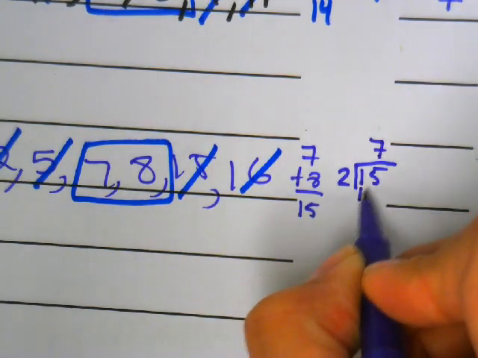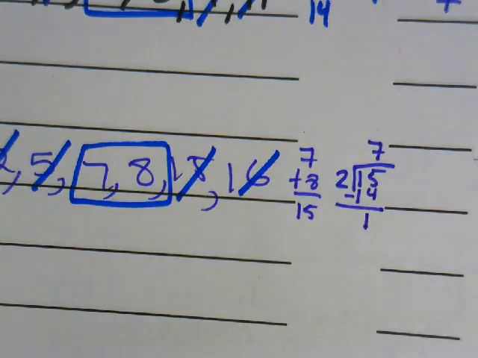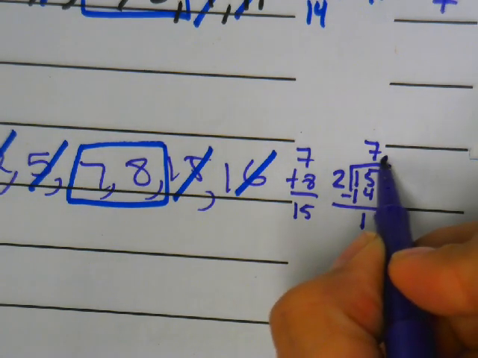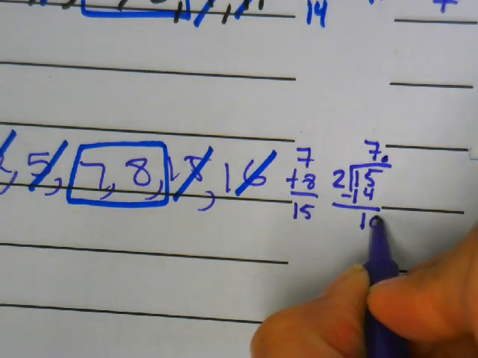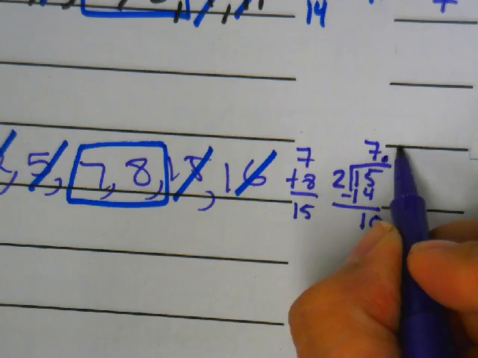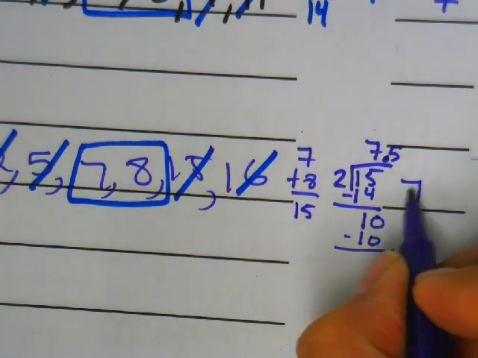7 gives me 14, remainder 1. Now what do I do with the remainder? Decimal. Write this down, Javier, Rolando. And it becomes a 10. How many times is 2 going into 10? 5. So, therefore, my answer is 7.5.